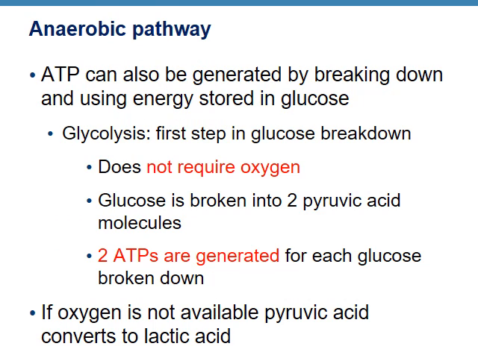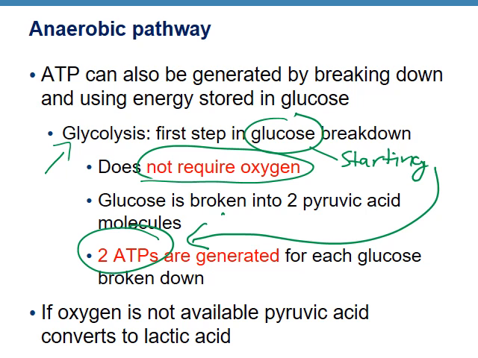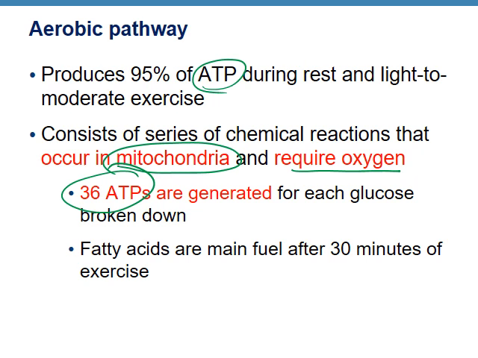In the anaerobic pathway, this does not require oxygen and only 2 ATPs are generated. So you're going to go to the first step, which is called glycolysis. So we are taking glucose, we're starting to break it down, but we only get out 2 ATPs if there's no oxygen. In the aerobic pathway, we're going to produce lots of ATP, 36. It requires oxygen and it occurs in the mitochondria.